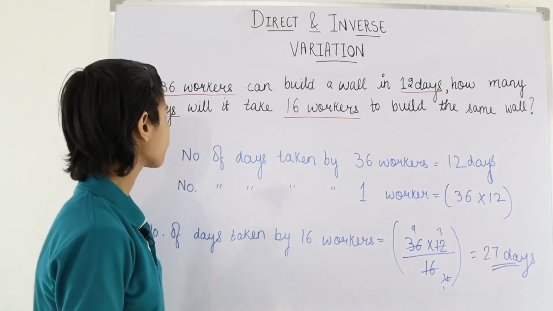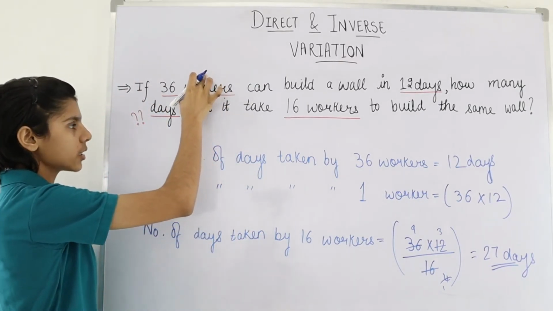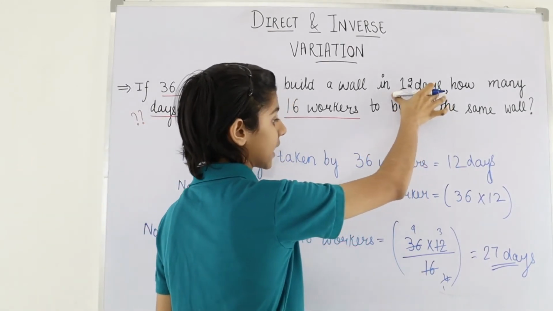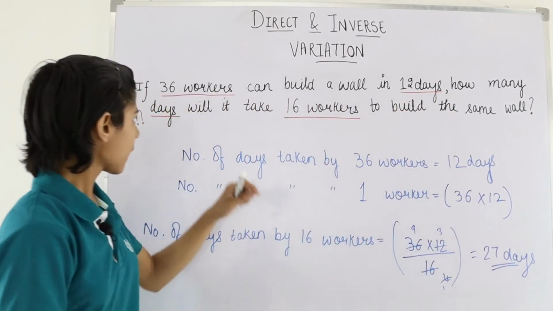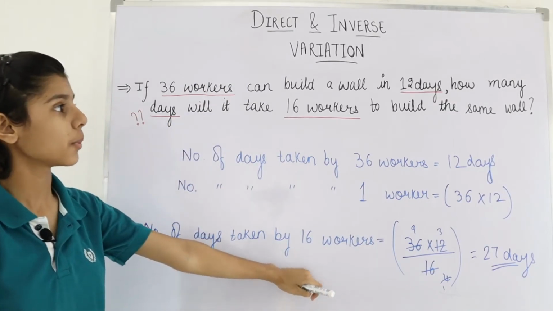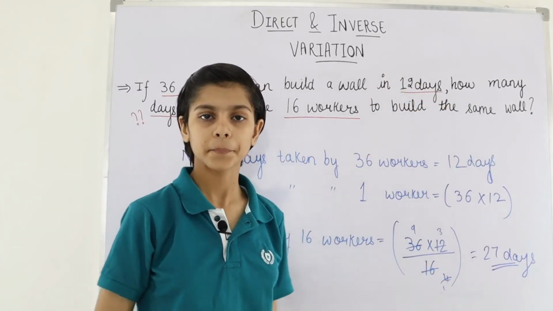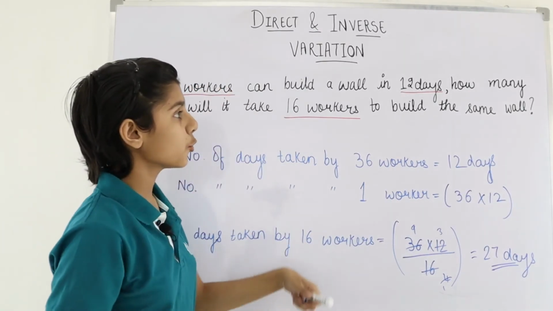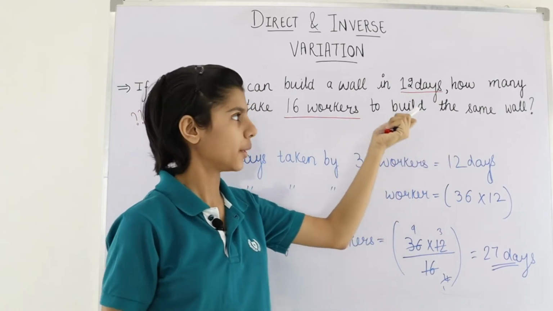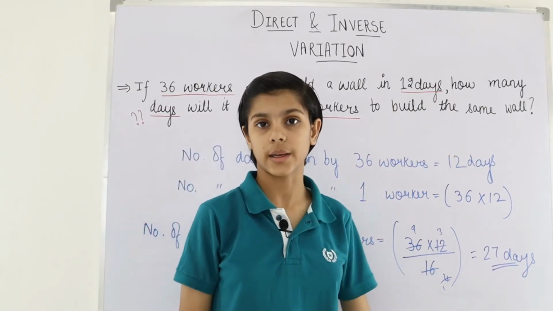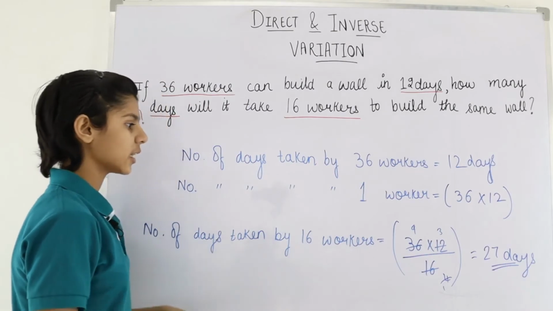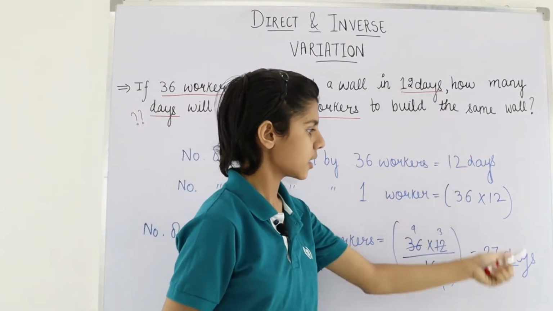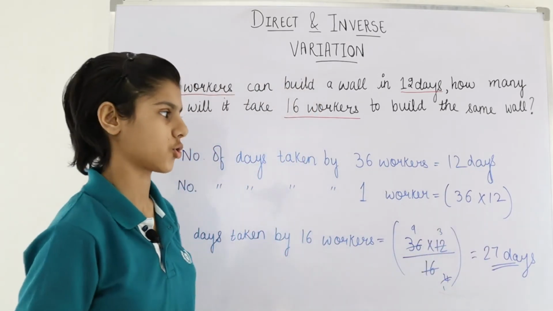So you can see here that from 36 workers it got decreased to 16, so the days, 12 days, got increased. You can see here the number of workers have decreased but the days taken have increased. हमें यहाँ से पता लगता है कि हमारे वर्कर्स नंबर में कम हो गए हैं लेकिन उन्होंने डेज जितने लिए हैं बिल्ड करने के लिए वॉल को वो बढ़ गए हैं. So here we are clear that they both were related inversely. One is decreasing, another is increasing, so it is inverse variation.